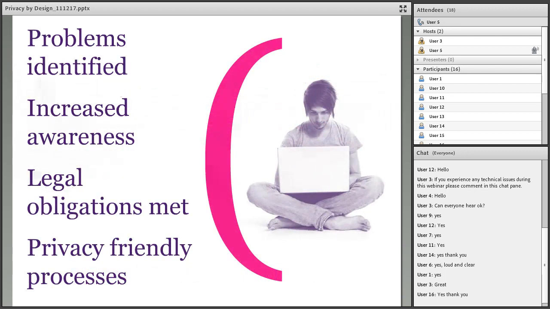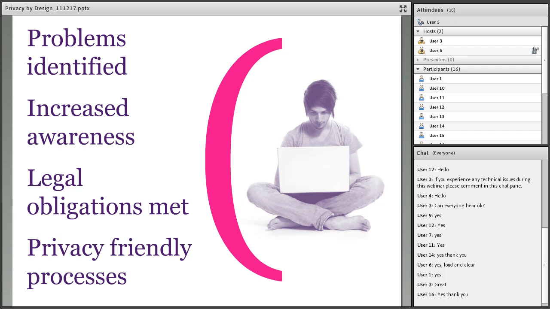So what are the benefits of a privacy by design approach? We've already mentioned some of them, but let's revisit some of these quickly. Firstly, potential problems are identified at an early stage, when addressing them will often be simpler and less costly to your charity.